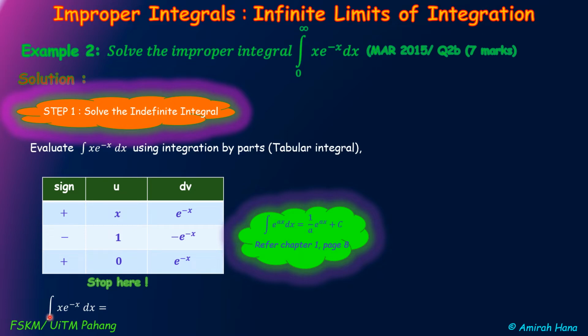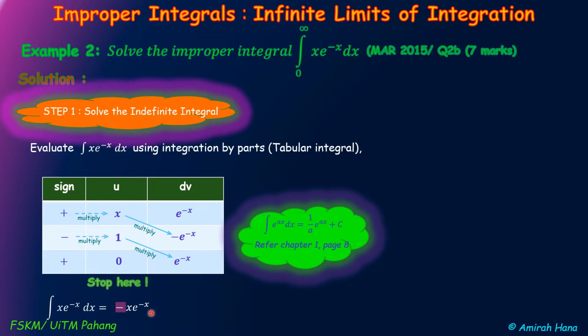So integration of x e to the power of negative x dx equals to, now we multiply. First, we multiply the sign. The sign here is positive, and this one is positive and negative. So when we multiply positive, positive, negative, we have a negative sign. Then we multiply the function, x and e to the power of negative x. So we get x e to the power of negative x.